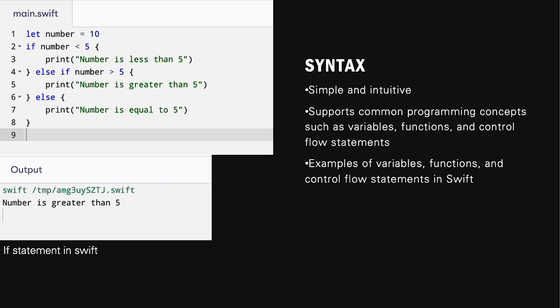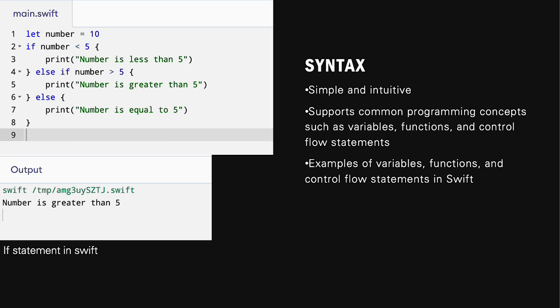Functions in Swift are declared using the func keyword followed by the function name, input parameters, if any, and return type, if any, like this: func sayHello(name: String) -> String { return "Hello, \(name)" }. This function takes a string parameter name and returns a string.